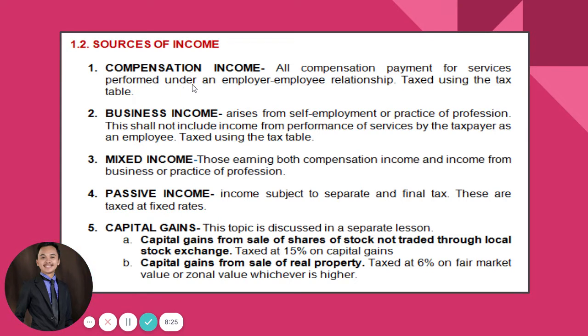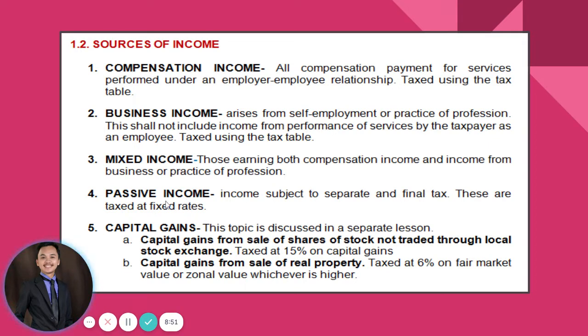These two, compensation income and business income, guys, are considered as active income. Okay, these are considered as active income, and therefore, to compute for the tax due for this type of income, we will use the Section 24A tax table. And then the other type of income is your mixed income. Mixed income is actually a combination of all types of your income, including compensation income and business income.